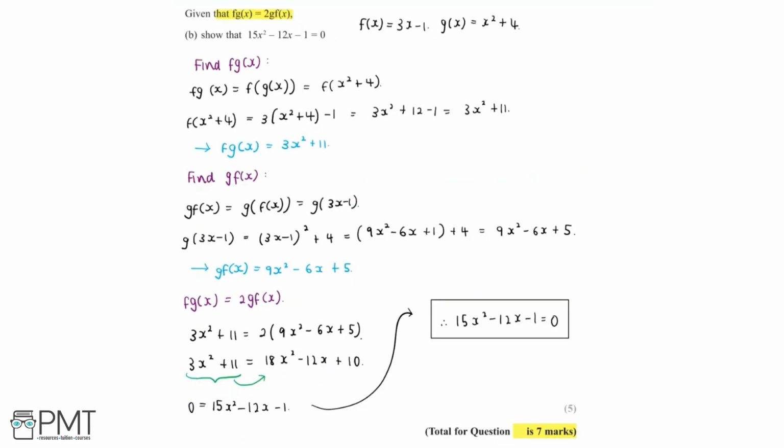Now in part B, we get the first mark for finding that f of g of x is equal to 3x squared plus 11. We get the second mark for finding that g of f of x is equal to 3x minus 1 all squared plus 4. And we get the third mark for expanding and simplifying and finding that g of f of x is equal to 9x squared minus 6x plus 5.